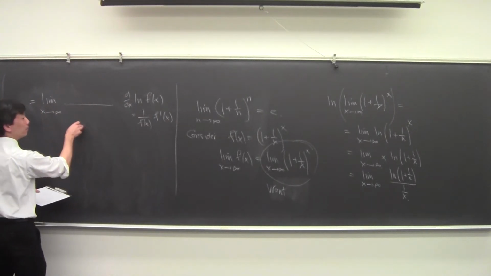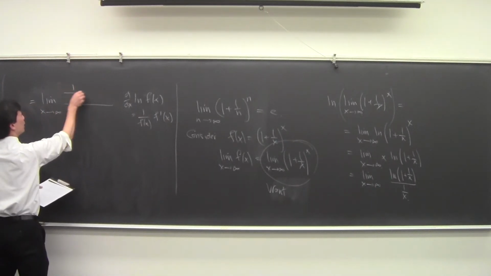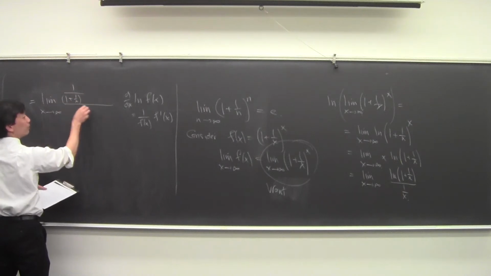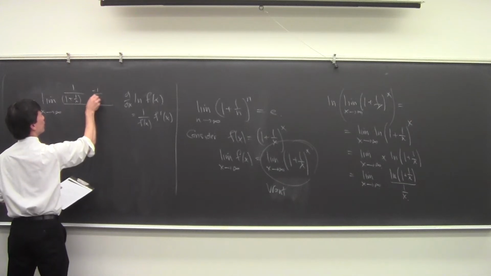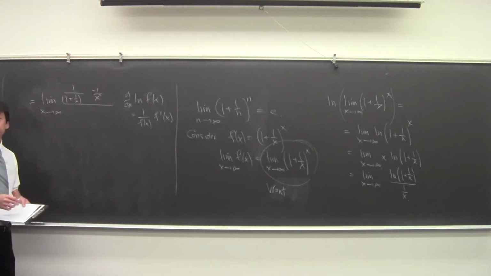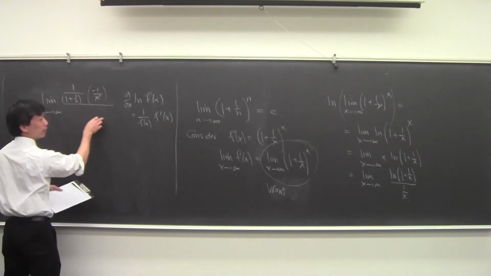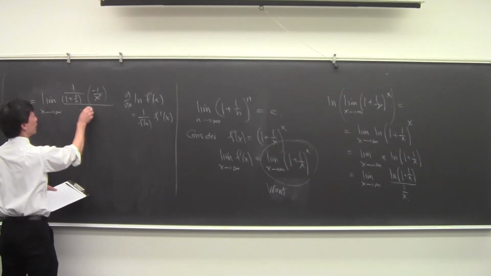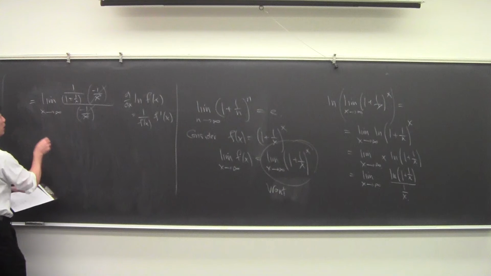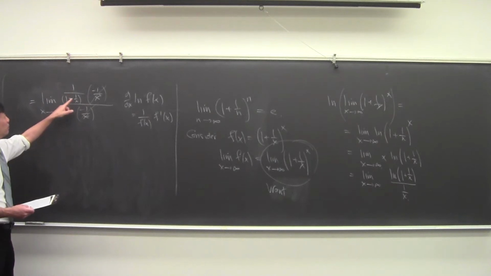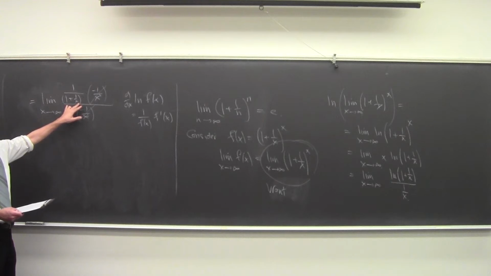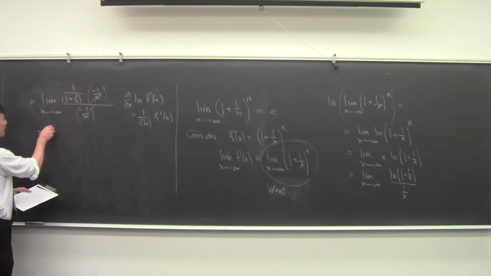So you get 1 over 1 plus 1 over x, right? Times the derivative of that, which is what? Negative 1 over x squared, right? The derivative of the bottom, also negative 1 over x squared, right? Those guys cancel off. As x goes to infinity, you get x over 1 plus x. As x goes to infinity, what happens here? You get 1, right? 1.